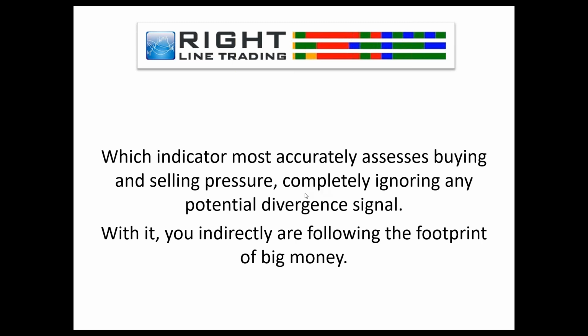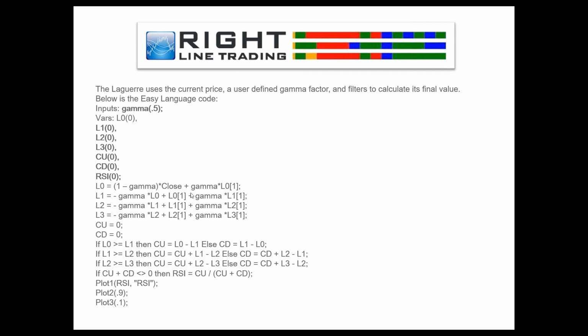It's an oscillator that we've reformatted, and we've changed the gamma. That's a standard gamma. We've modified all the filters. So it does give you divergent signals, but we completely ignore them. And all we look for is tremendous buying pressure or tremendous selling pressure in the market to use this as a proxy for the direction of institutional money flow.